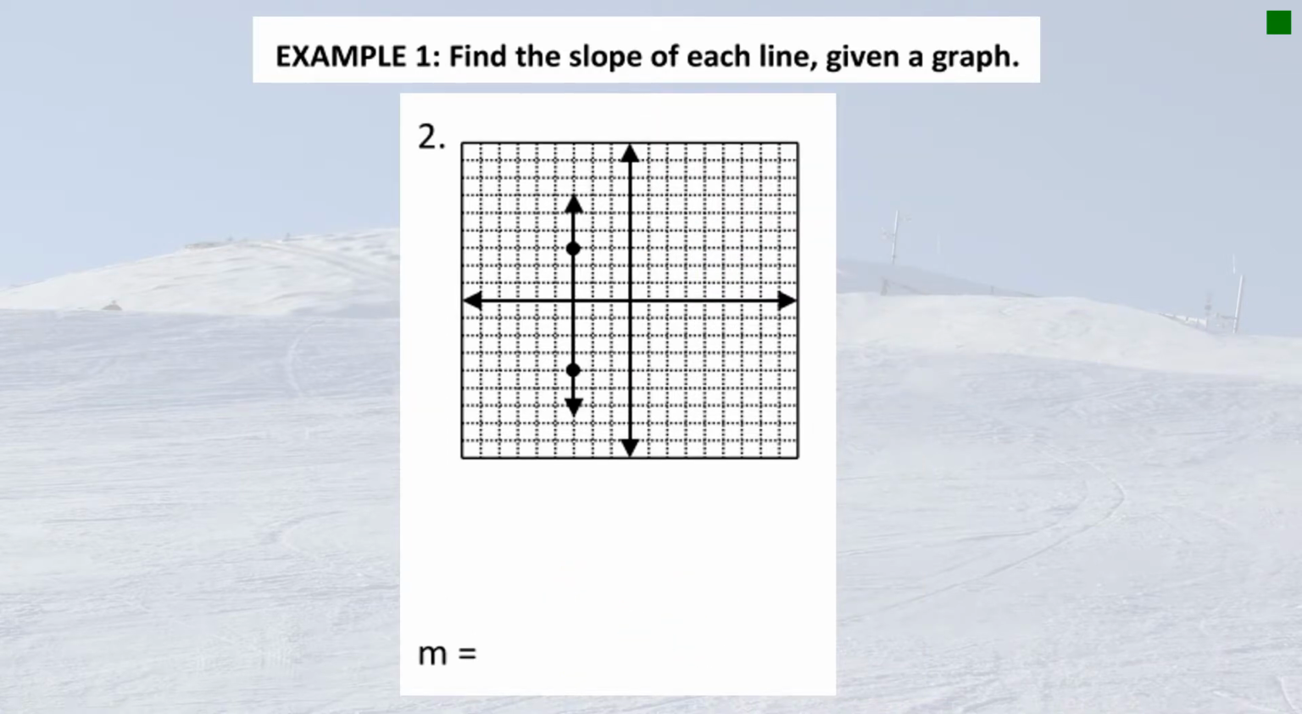All right, moving on to the next picture. It's going up and down, and if you recall from 2 slides ago, we said whenever it's doing that, the slope is undefined.